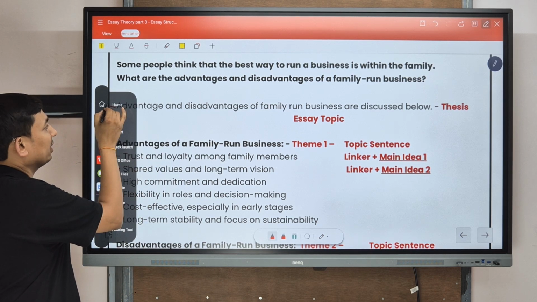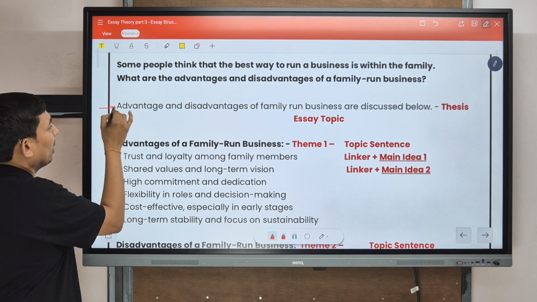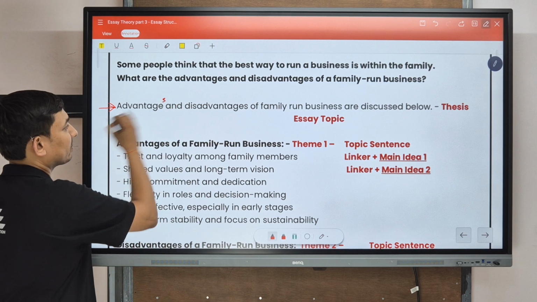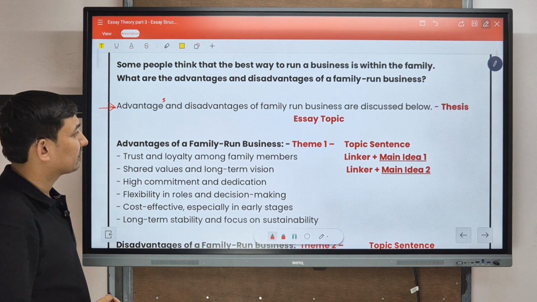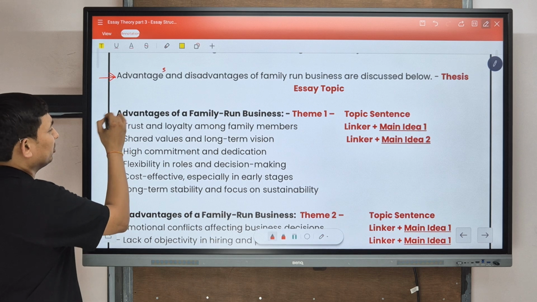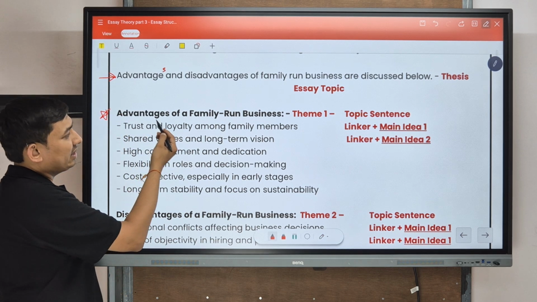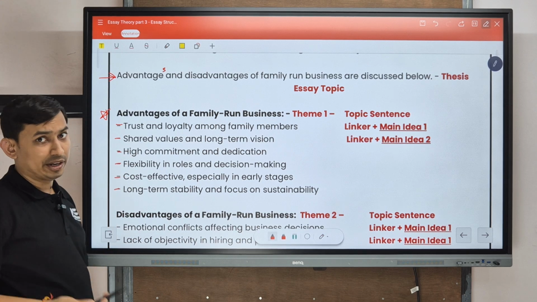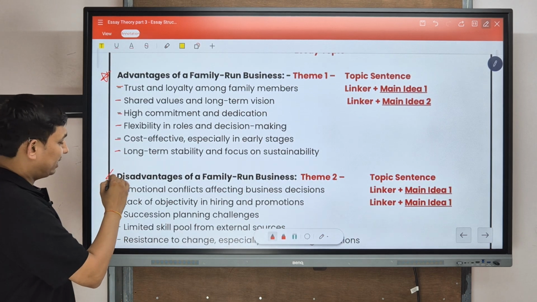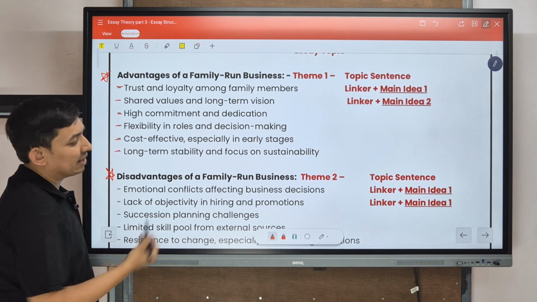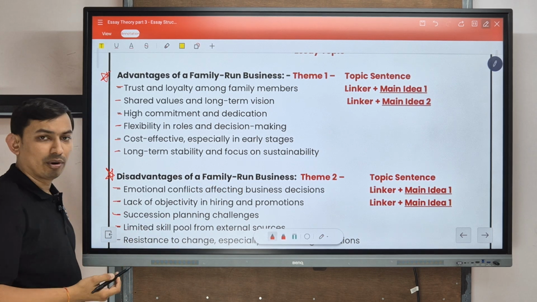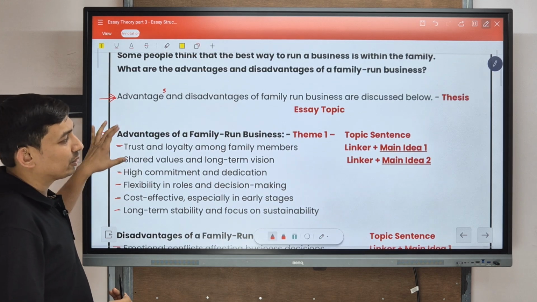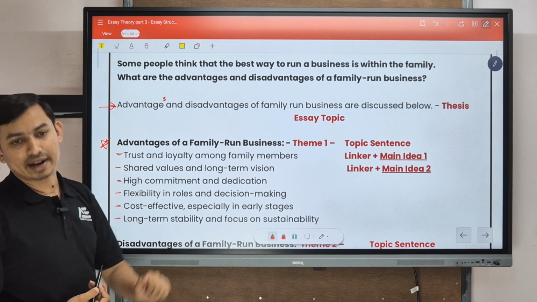First of all, you will write, advantages and disadvantages of a family run business are discussed below. Then you will put a star like this, and then advantages of a family run business, then 4 to 5 points you will write. Then once again a star, disadvantages of a family run business, then 4 to 5 points you will write like this, correct? So now we have to convert this writing into formal writing.